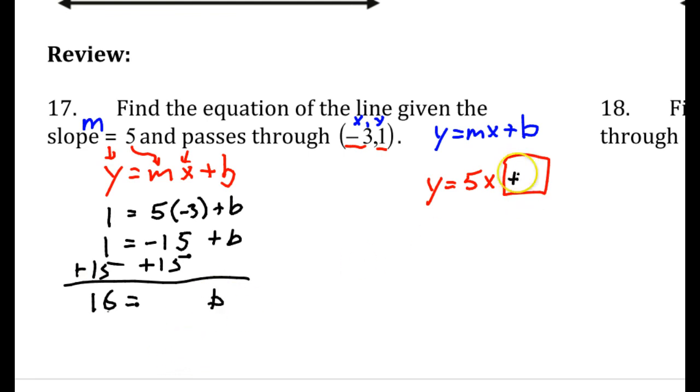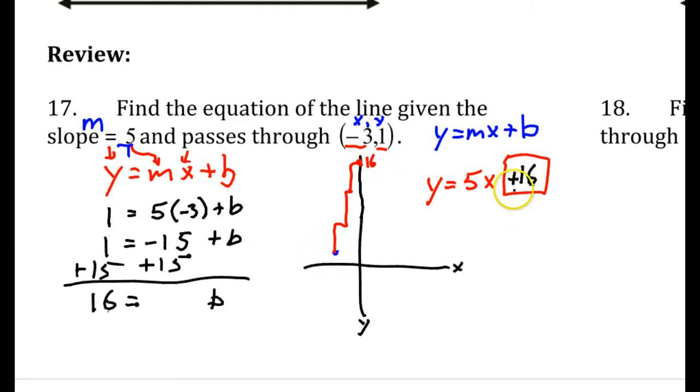Okay. Positive 16. Another way of looking at this is just sketching it out. So at negative 3 comma 1, negative 3, 3 to the left, 1 up, and our slope is 5. So that's the same as 5 over 1. So when we're trying to find b, the question is asking, where does it cross this y-axis? Here's y, here's x. Where does it cross this axis? Okay? And if you continue going up 5 over 1, up 5 over 1, so up 5 would be 6, 11, up 5 over 1, one more time. There you go. It crosses at 16. So we're trying to get that answer, right? The equation of this line, but without having to sketch it out. This is how we get the same answer without sketching it.